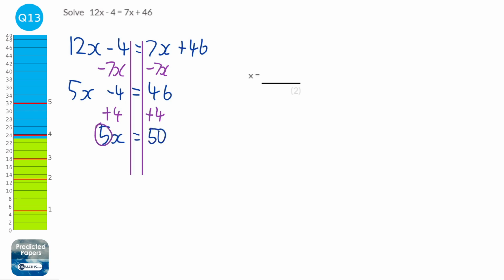And then we've got this times 5 here, so we're going to divide both sides by 5. So we've got x equals 50 divided by 5, which is 10.